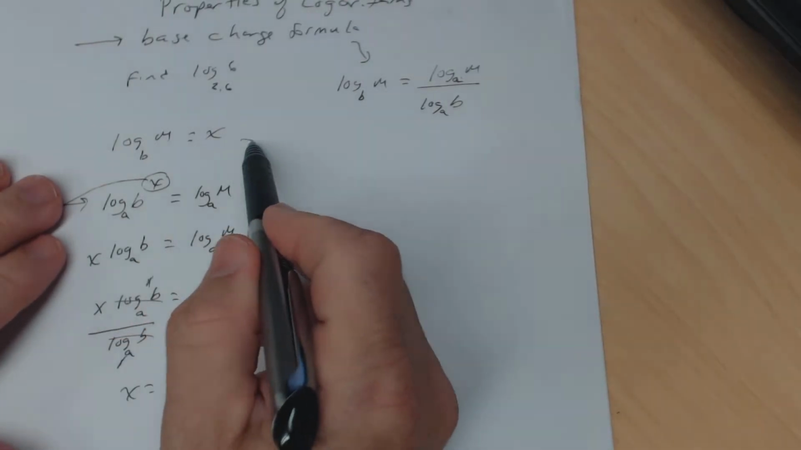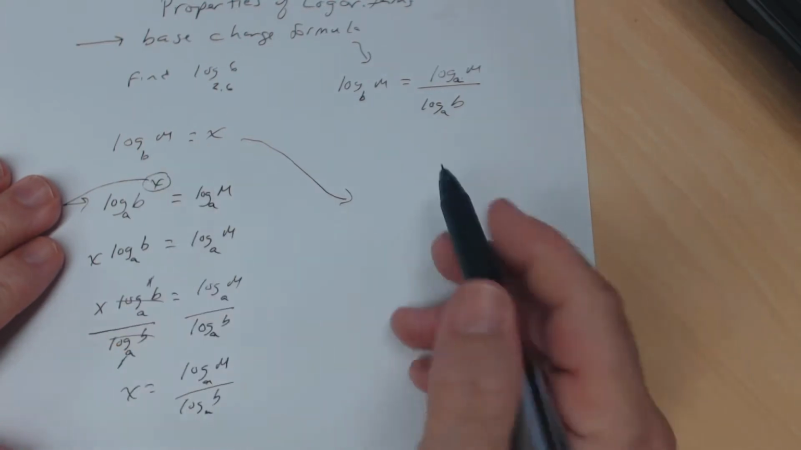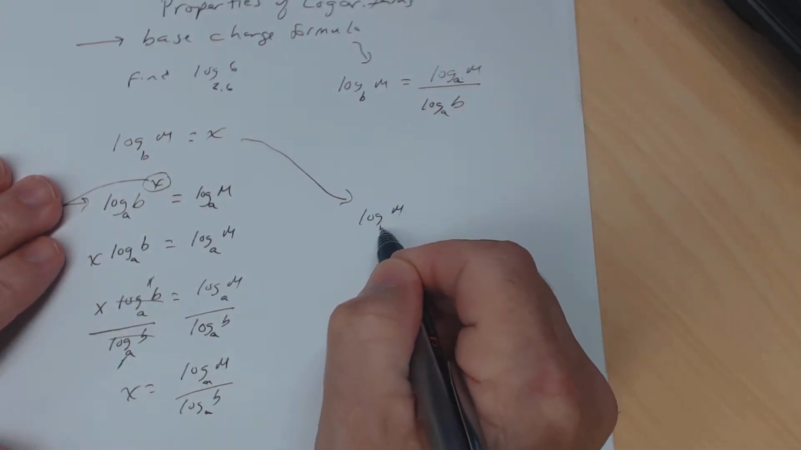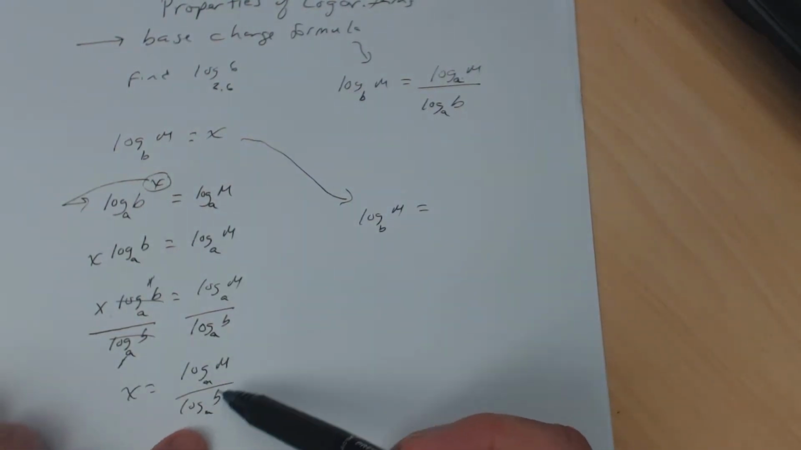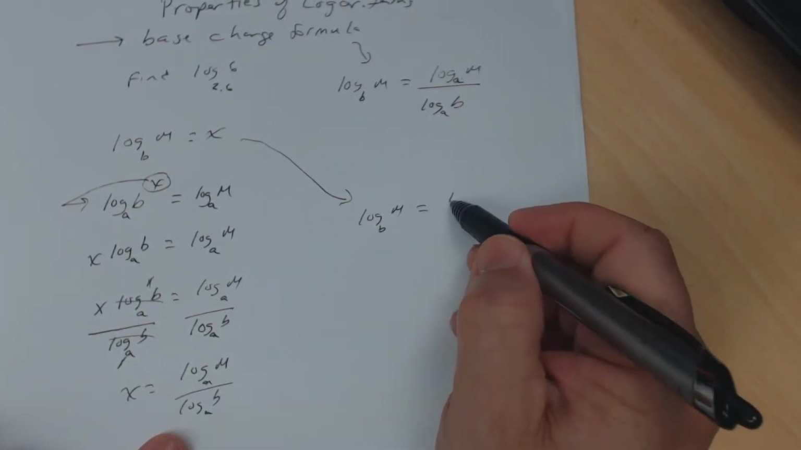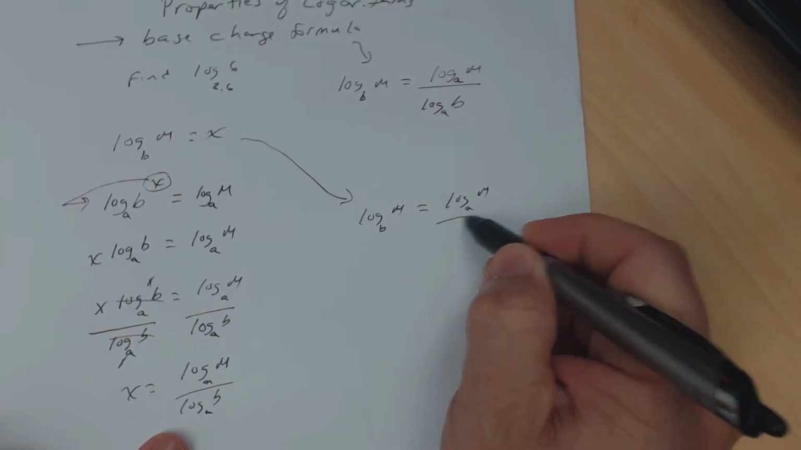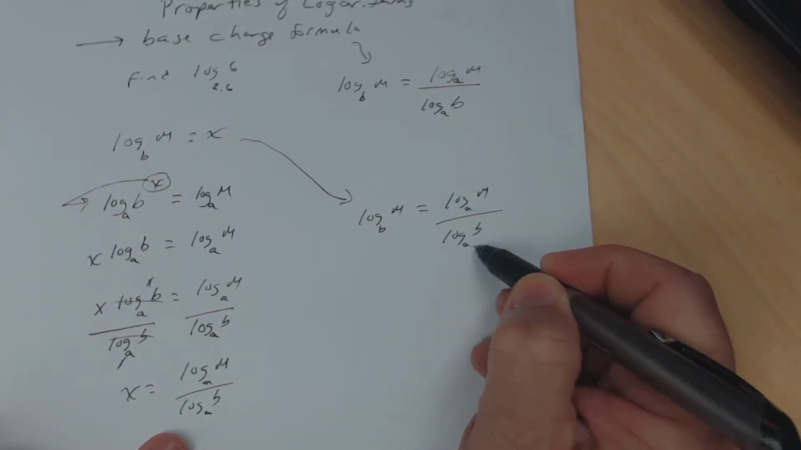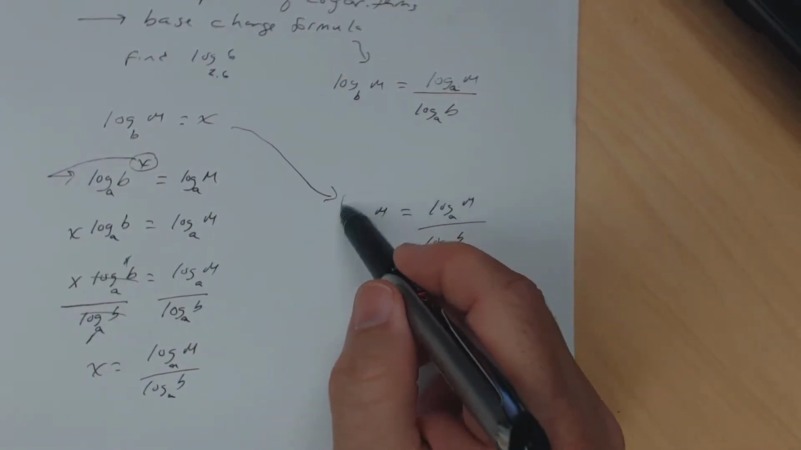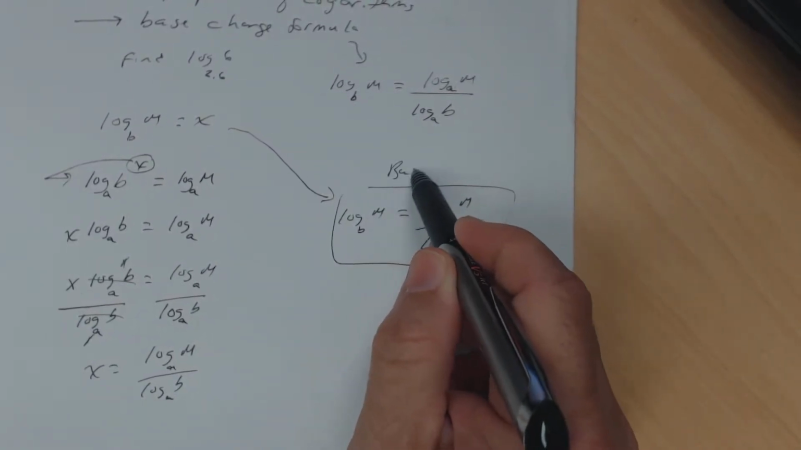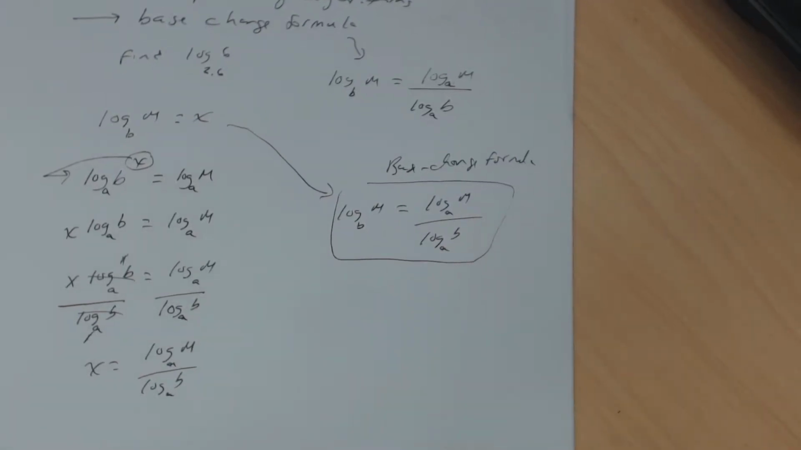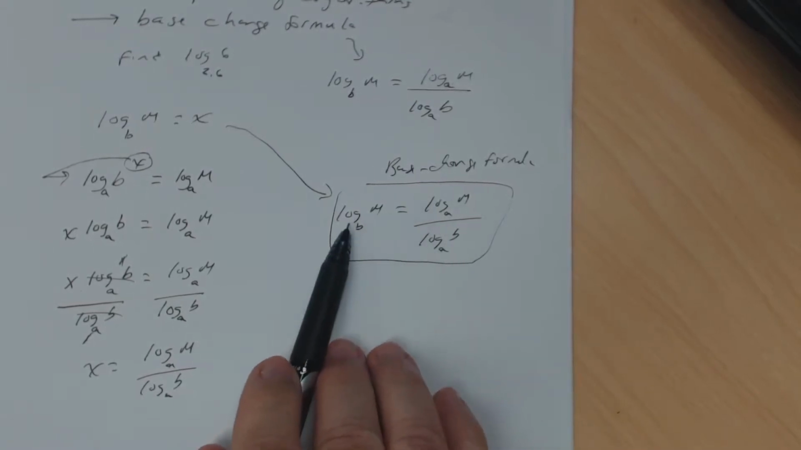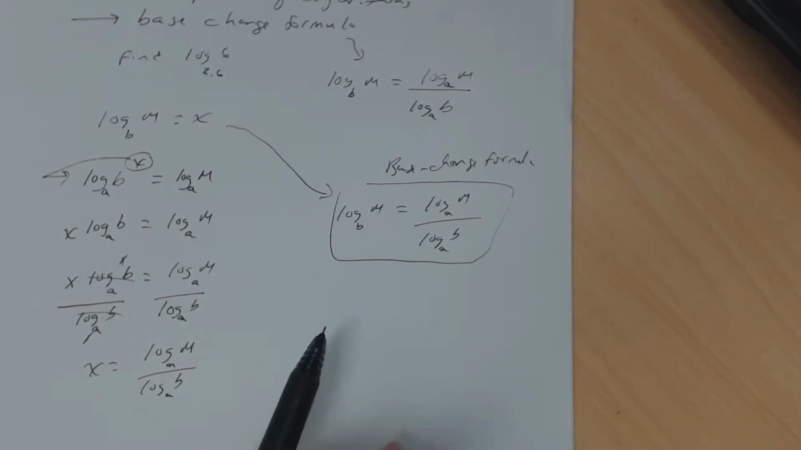And so what I found was this. If I go back right here and rewrite this statement, log of m base b equals, remember that's equal to x, and this is now x. So x is this quotient right here. So it's the log of m base a divided by the log of b base a. And there's your base change formula right here. This is a base change formula. And it's very easy to use. I can change this base to any base I want to, as long as it's positive and not equal to 1.